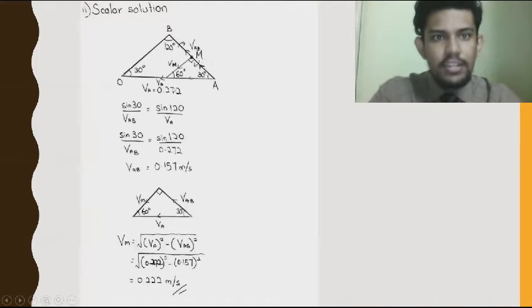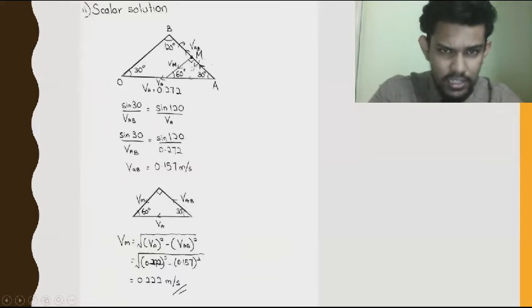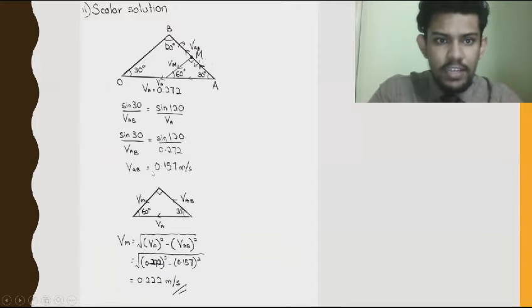For the scalar solution, we must construct a free body diagram to show the direction of the velocity. So this is the direction of the velocity for VAB and then VM. You can see we can calculate by using the sine rule. I can calculate VAB equals 0.157, and then I build this triangle so that I can calculate VM by using the Pythagoras theorem again.